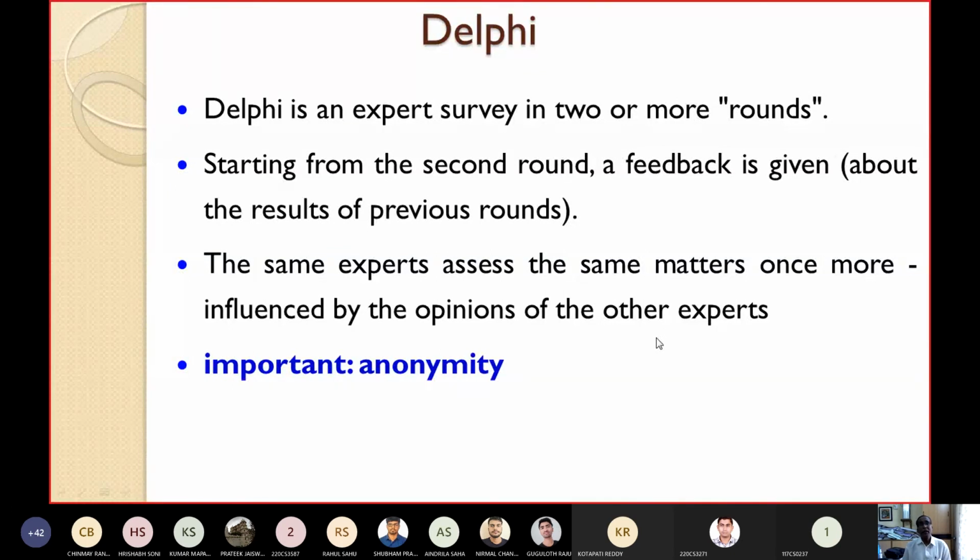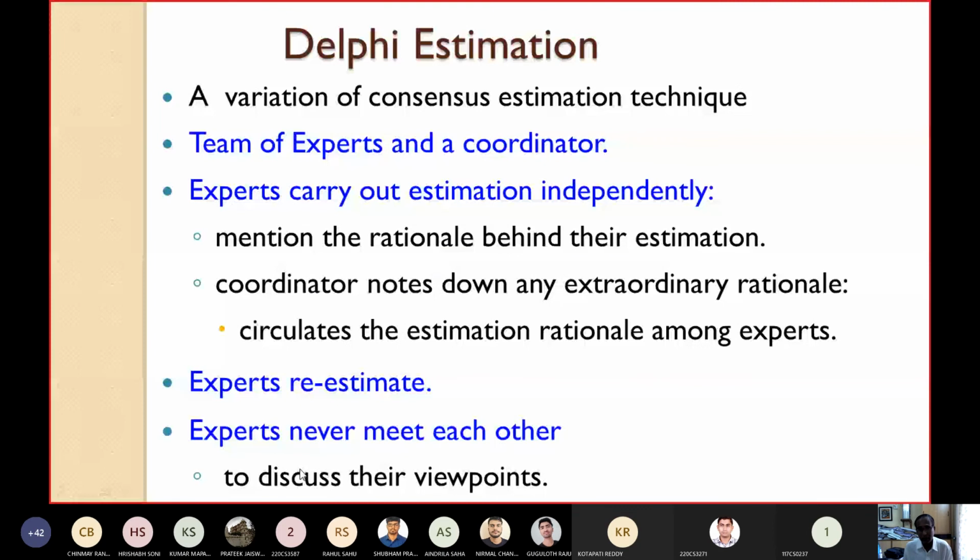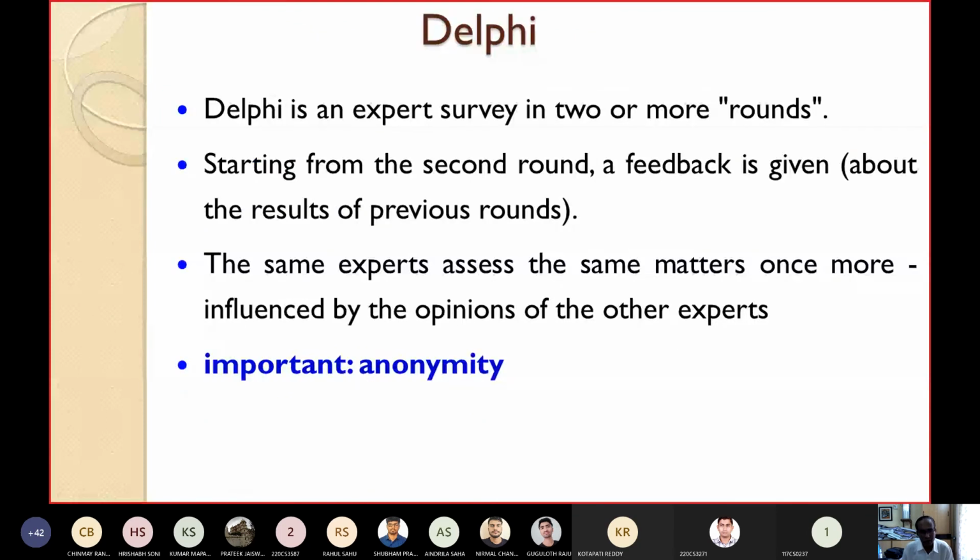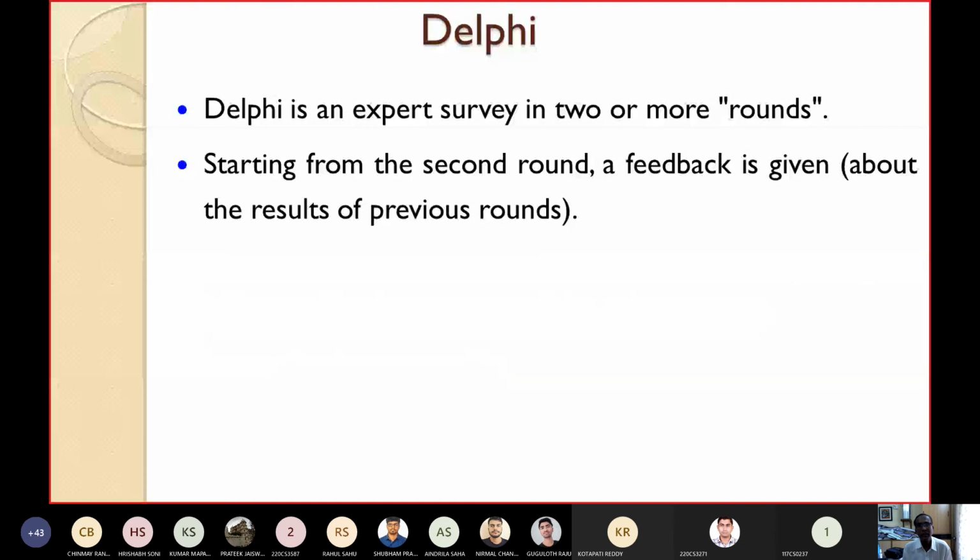The important point here is anonymity, because I have already told you, the experts never meet each other. So here, the most important point is anonymity. The experts do not meet each other. This is all about the Delphi estimation technique.